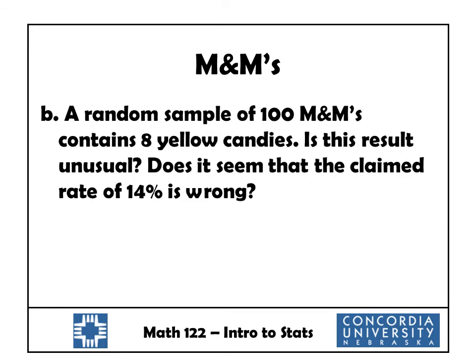So now part B is where our statistics, our data is going to come into play. A random sample of 100 M&Ms contains 8 yellow candies. Now that is less than we would expect, but we need to answer the question, is this result unusual? Is that an unusually low number of successes? And then based on our answer, does it seem that the claimed rate of 14% is wrong?